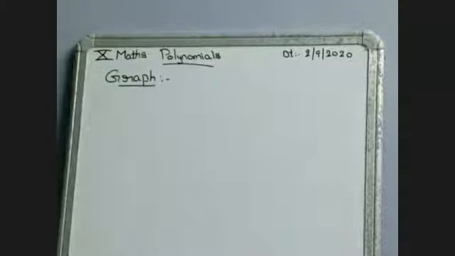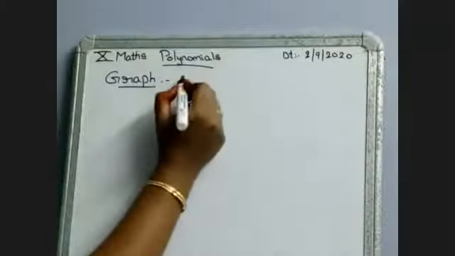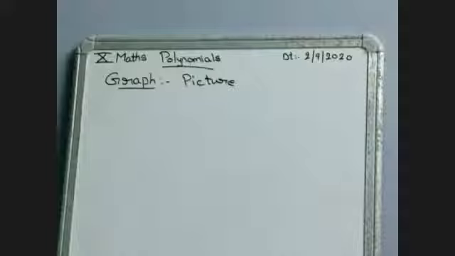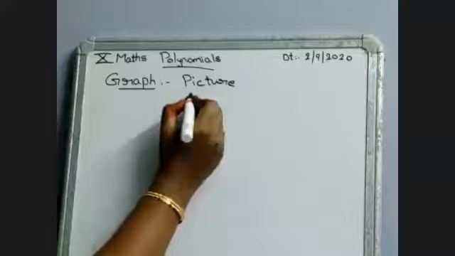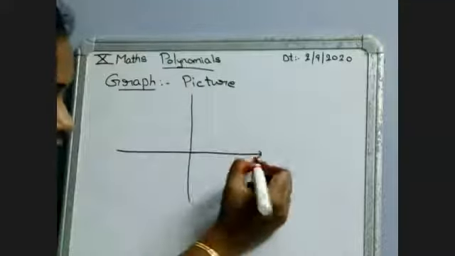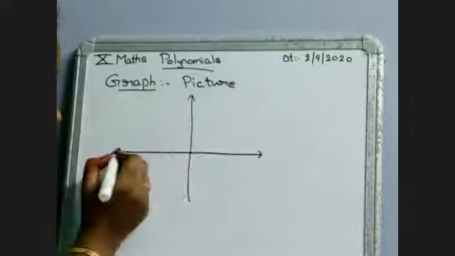Graph means nothing but a pictorial representation. Just a picture. We can take it in a picture. Picture representation is what we call a graph. There are so many types of graphs. See here. If you observe here, what is there?